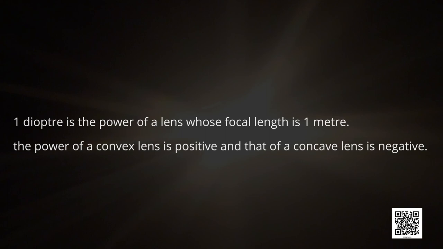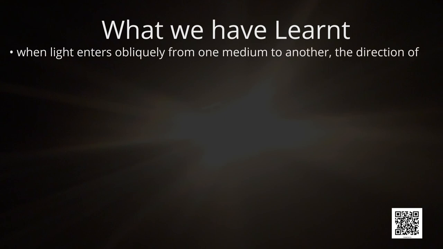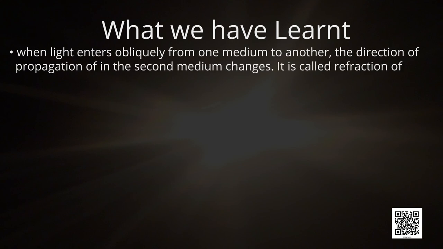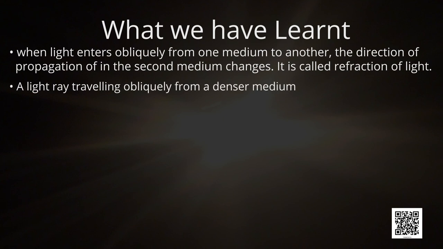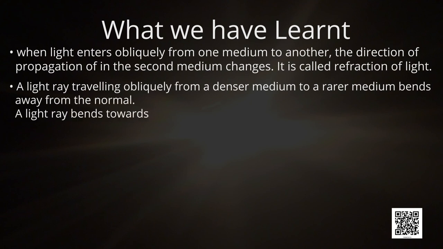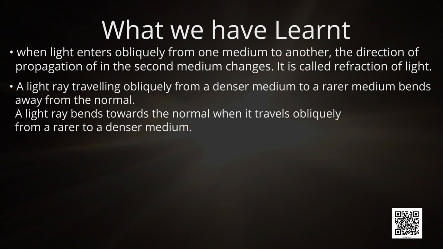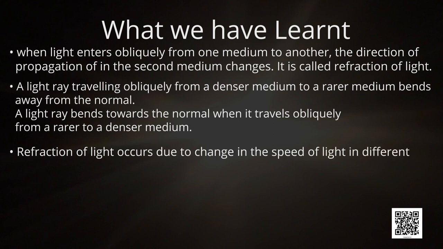Dear children, now let's revise the main points of the chapter. When light enters obliquely from one medium to another, the direction of propagation in the second medium changes. It is called refraction of light. A light ray traveling obliquely from a denser medium to a rarer medium bends away from the normal. A light ray bends towards the normal when it travels obliquely from a rarer to a denser medium. Refraction of light occurs due to change in the speed of light in different mediums.